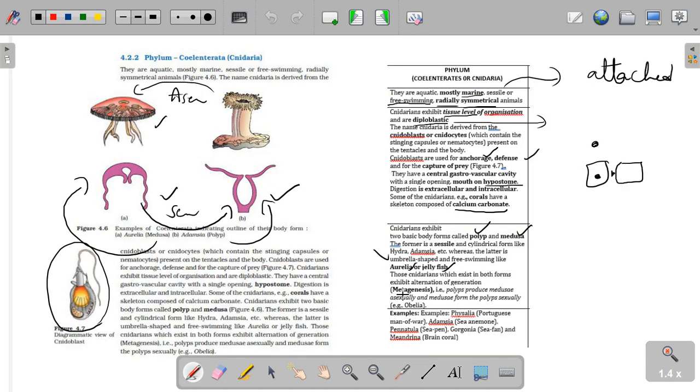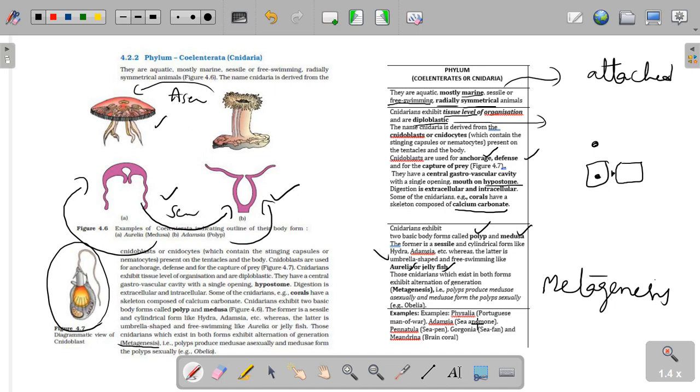And this type of exhibition of alternation of generation is said to be metagenesis. It is mentioned here, metagenesis. So this is a peculiar type of life cycle found in animals which resembles the plant kingdom kind of alternation of generations. Okay, so this is what it is all about Cnidaria.